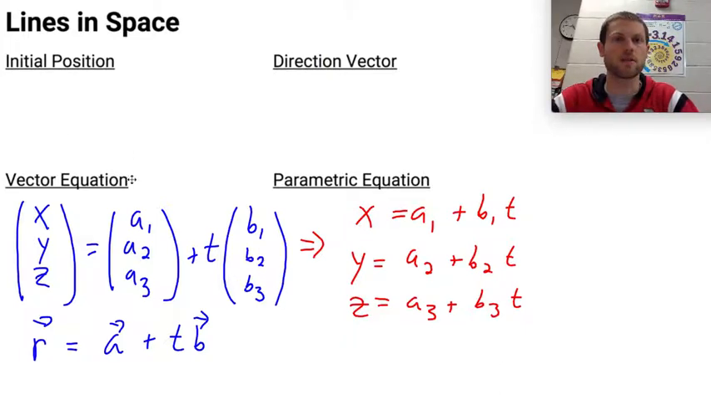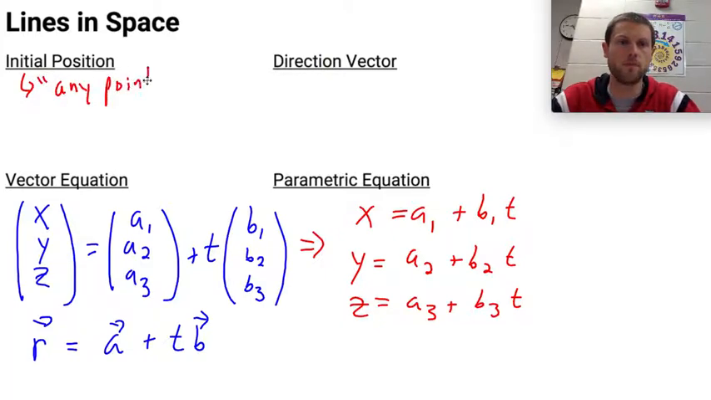In general, for lines in space, this t is not always going to represent time. And even though we talk about the initial position, sometimes this is not just an initial position, but any position or any point on the line. It doesn't have to be the initial position, sometimes it is. But hopefully you're seeing that that's coming from this vector with all the a's. This is your a1, your a2, and your a3, some point on the line.